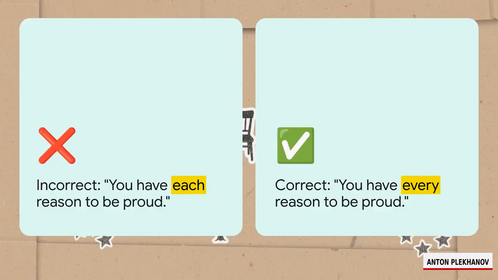Next up, abstract nouns. We're talking about things you can't really touch or count, like reason, hope, confidence. Since each forces your brain to think one by one, it just doesn't work well with these concepts. You can't line up reasons and count them like books. So for these ideas, you have to use every to mean the total amount. The only correct way to say this is, I have every reason to be happy.